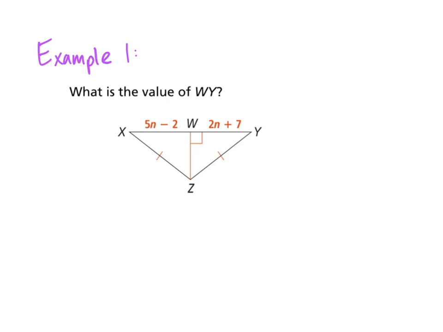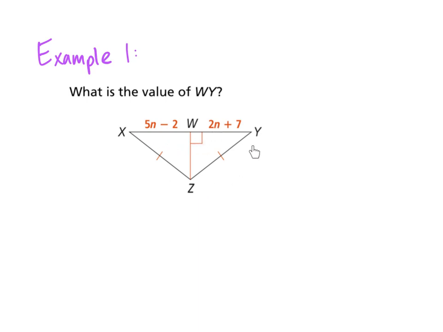So in this first example, we have to find out what is the value of WY, which is basically asking us how far is it from W to Y. That's what this notation is asking us. How far is it from W to Y? And you can see it's represented in the picture as 2n plus 7. So it sounds to me like we need to figure out the value of n first.